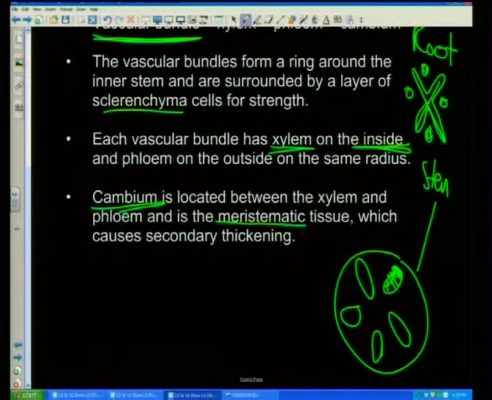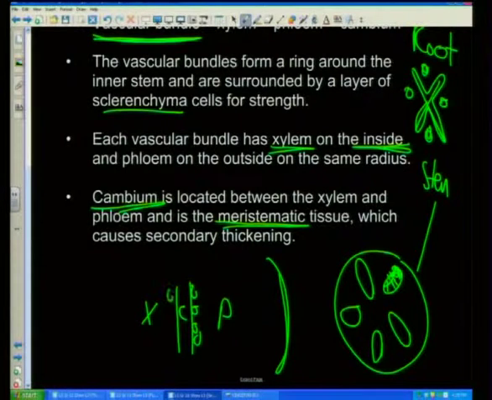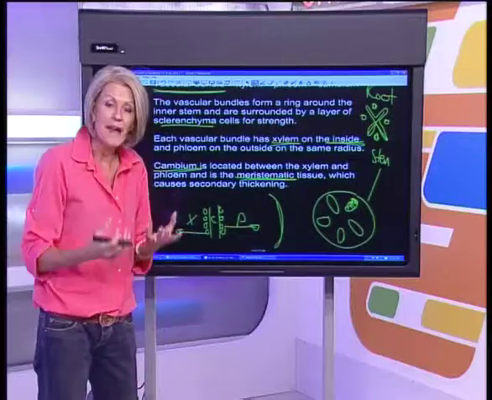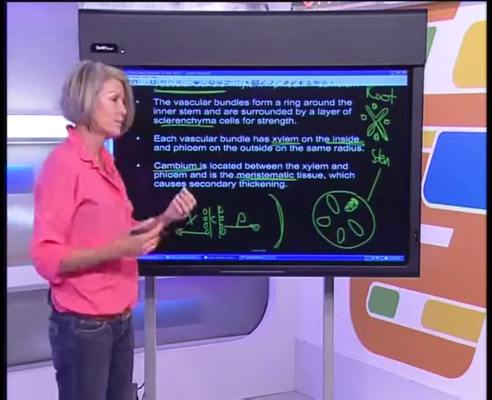Why? We've gone through this. It is meristematic tissue. If this is the cambium there, and this is the outside, it keeps making new phloem cells, and it keeps making new xylem cells, it pushes the xylem inwards, and it pushes the phloem outwards. Okay, but it's because the cambium is meristematic. It makes new xylem and it makes new phloem. Okay?